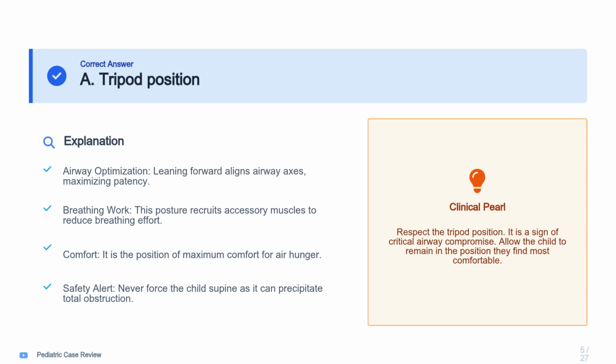This posture optimizes airway patency and reduces the work of breathing by maximizing anterior pharyngeal space. It is commonly seen in epiglottitis and represents the body's compensatory mechanism. Never force a child with suspected epiglottitis into a supine position, as this can precipitate complete airway obstruction. Keep the child calm, comfortable, and undisturbed. Allow them to maintain whatever position provides the most comfort while preparing for definitive airway management.